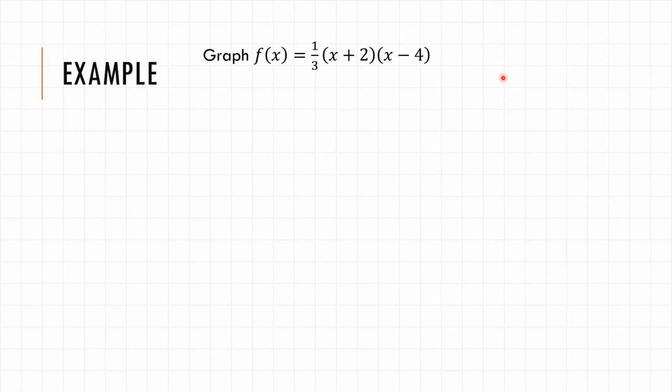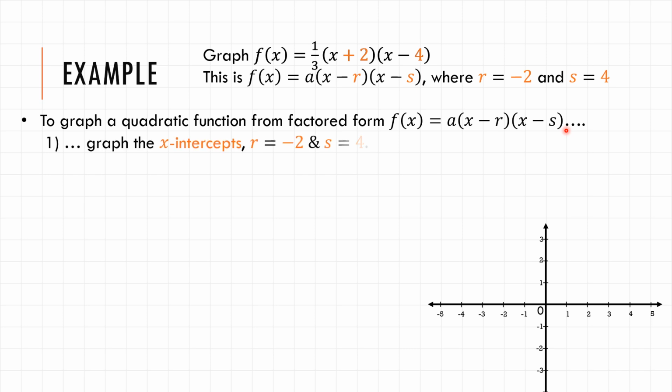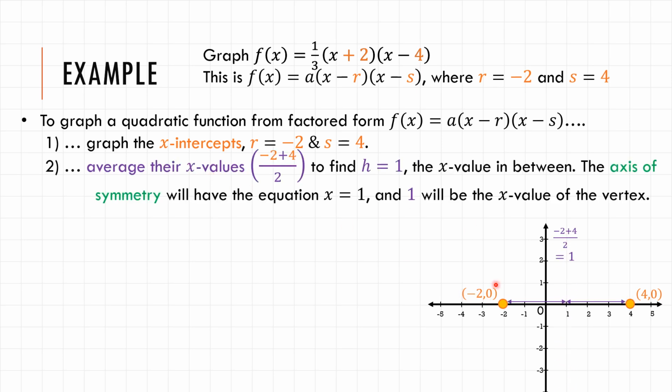For example, if we had to graph this function right here, this is a quadratic in factored form, right? The r value is -2, the opposite sign of this, and the s value is +4. So to graph this function, like I mentioned, the first step is to graph the x-intercepts. So that's -2 and +4. We take the average of their x values, so -2 plus 4 divided by 2, and that will evaluate to just 1. And notice that that number 1 is right in between -2 and 4.